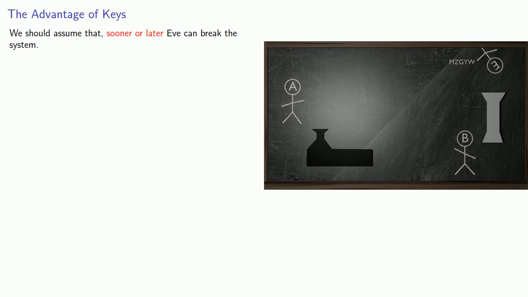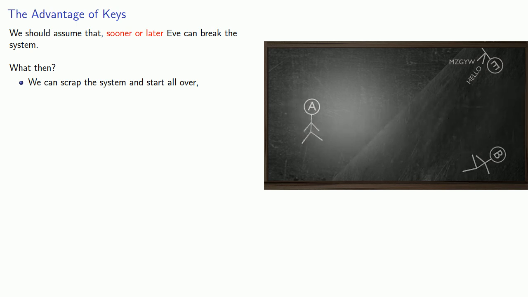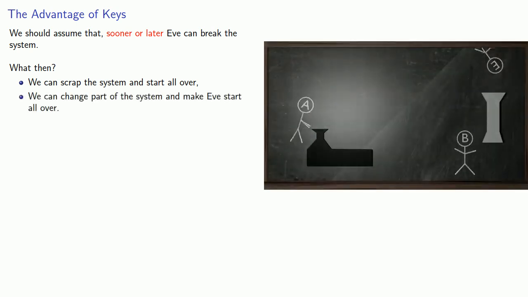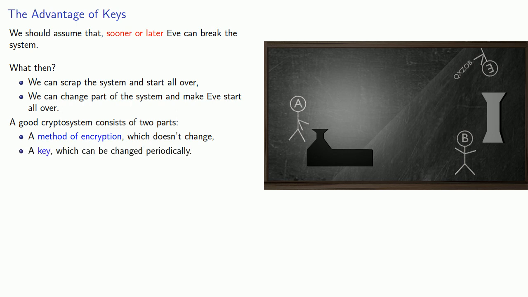And what this means is we should assume that sooner or later Eve can break the system. What do we do then? Well, one possibility is we can scrap the system and start all over. Or we can change part of the system and make Eve start all over. And what this means is that a good cryptosystem consists of two parts. First, a method of encryption, which doesn't change. And second, a key, which can be changed periodically.